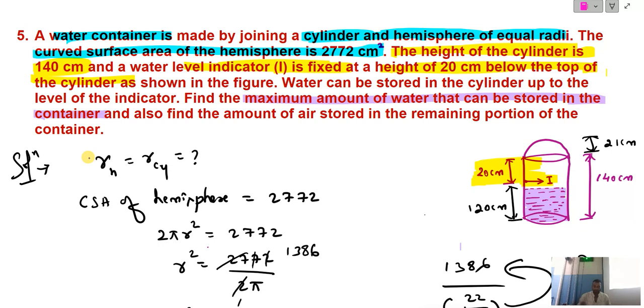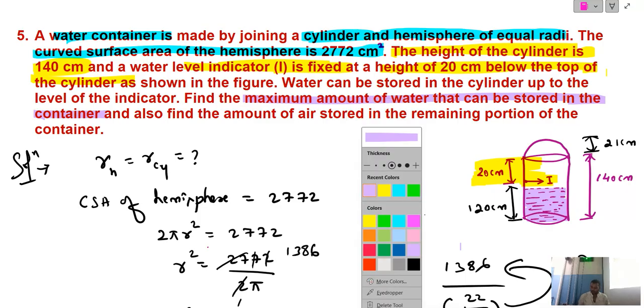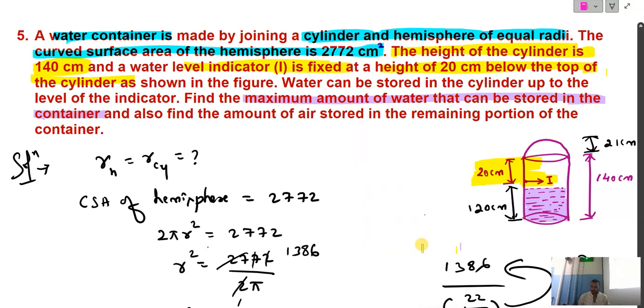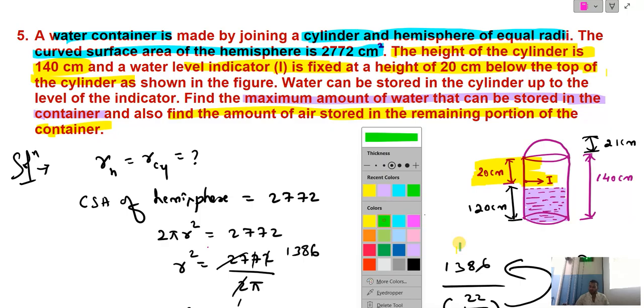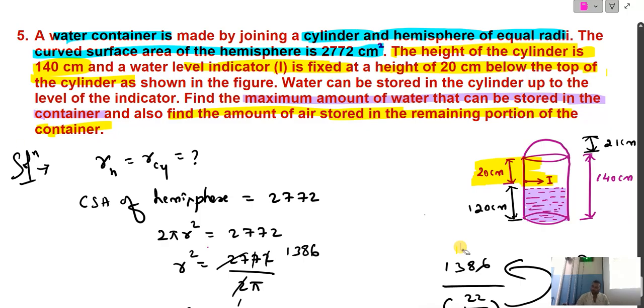Okay, now also look at here. One more interesting part. What is here? Also, find the amount of air stored in the remaining portion of the container. See, if water is stored here, the remaining portion is filled with what? Air. The remaining portion is filled with air. Means from where to where is air filled? From here to here. Correct, no? The air is filled from here to here.